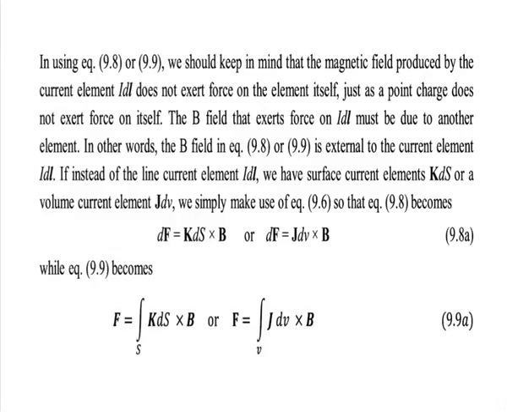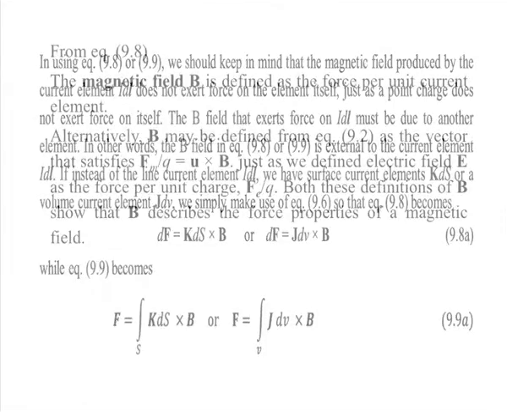Now, instead of the line current IdL, we have the surface current KdS or the volume current JdV. Then equation 9.8 becomes dF = KdS × B or dF = JdV × B, and when we integrate it, we get the expressions for force.